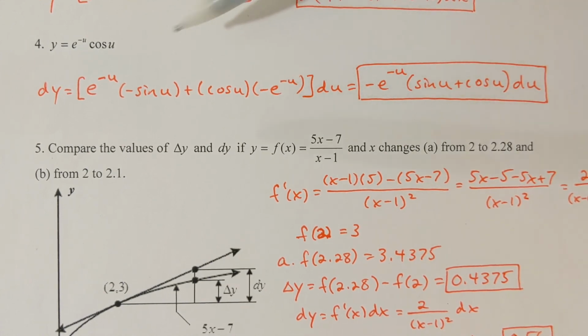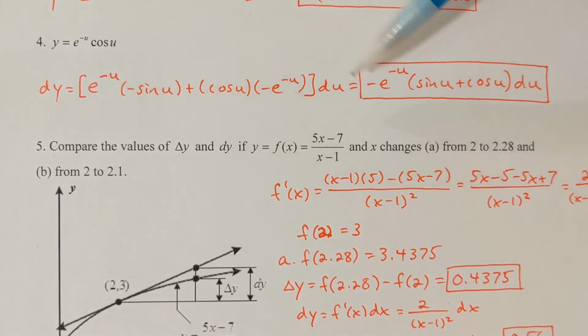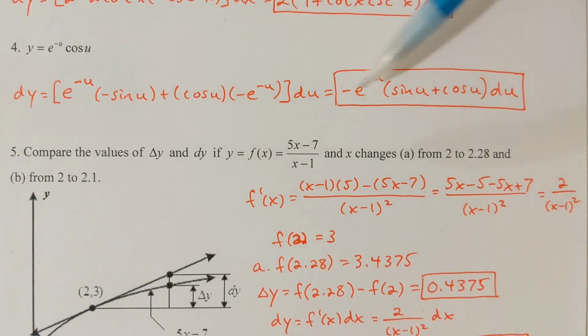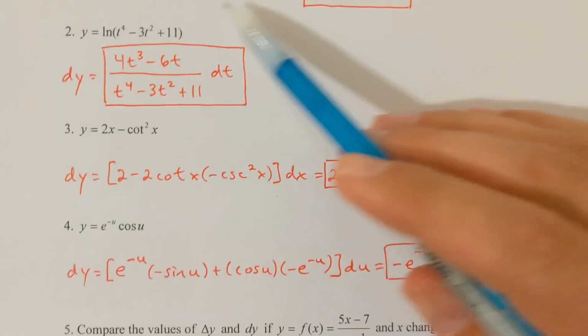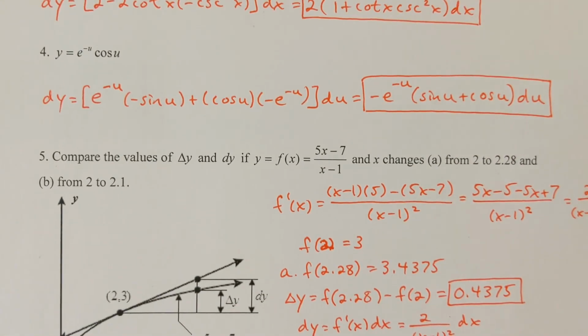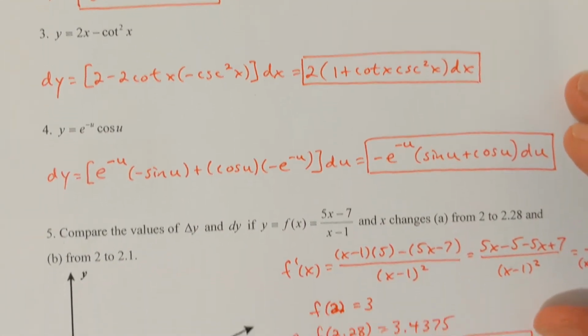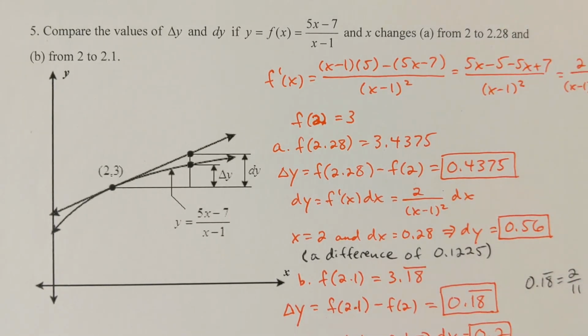Negative e to the negative u is in common to these two groups. So I'm going to go ahead and factor that out of the whole thing. The leftover from the first term would be sine u. The leftover from the second one would be cosine u. And of course, don't forget to also include the du part at the end there. So these are just some computational problems, getting some practice finding differentials. Why don't we stop the video here, and I'll finish up the section in the next video.